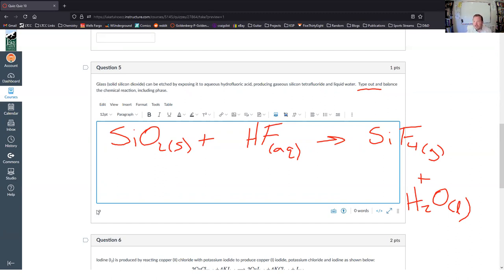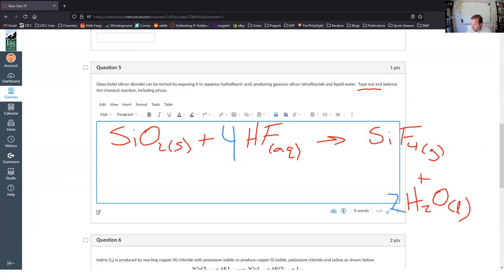Balancing this one's actually not so bad because you only have one source of fluorides, right? You're making silicon tetrafluoride, so you need 4 fluorides. On the left-hand side, we don't have 4 fluorides, so we change the coefficient to get 4 fluorides. And then all that's going to be left is oxygen and hydrogen. Our silicons are balanced, our fluorides are balanced. We have 4 hydrogens on the left, we need 4 hydrogens on the right. And that also takes care of our oxygens.